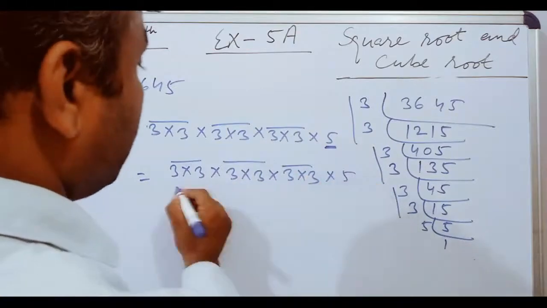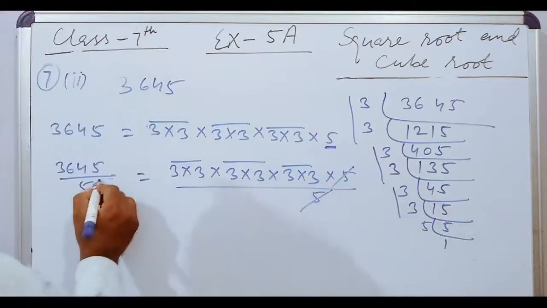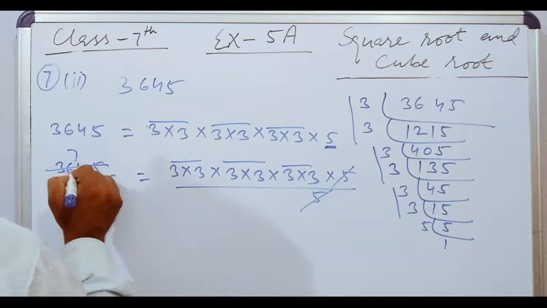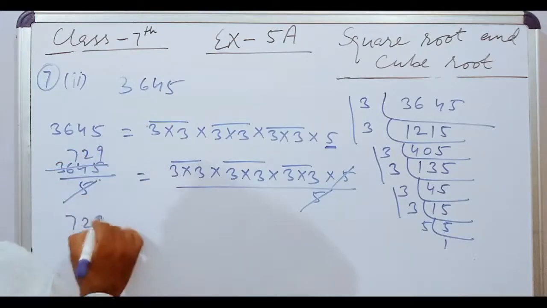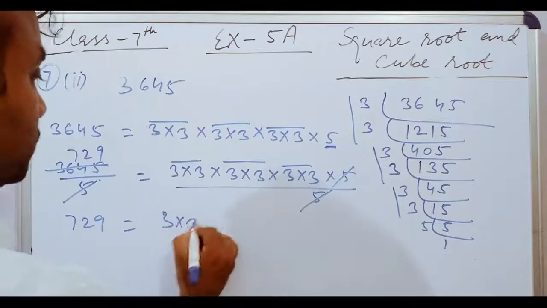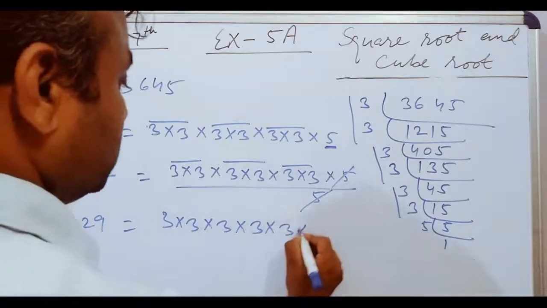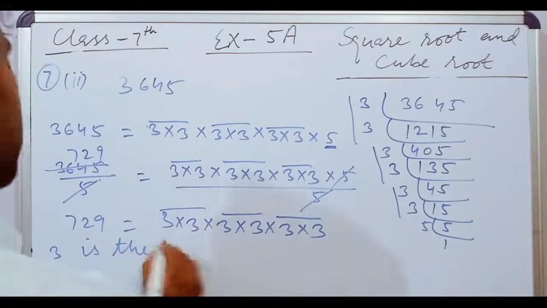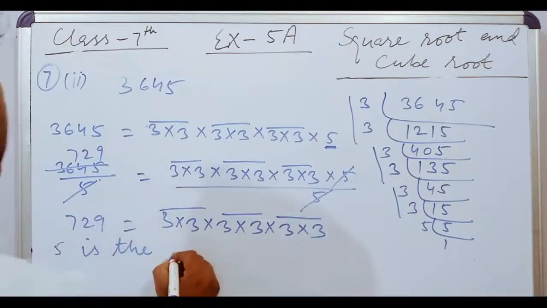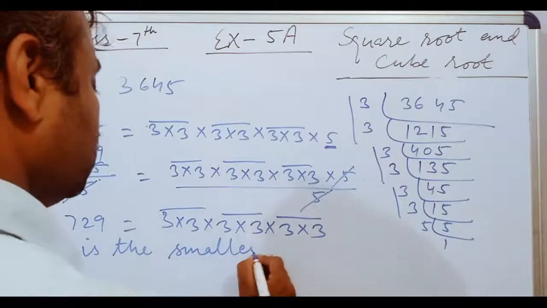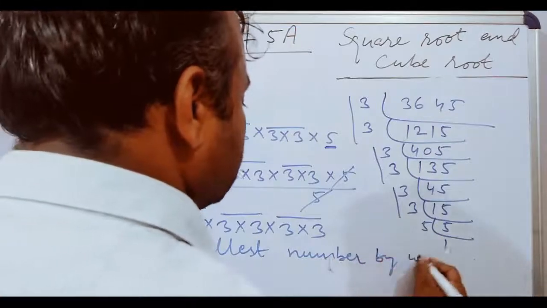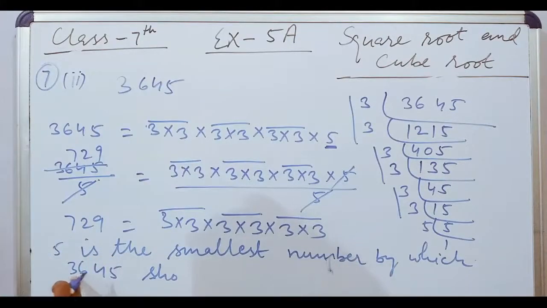3645 upon 5: 5 sevens are 35, 5 ones are 5, 5 twos are 10, 5 nines are 45, giving 729. That is 3 into 3 into 3 into 3 into 3 into 3. So 5 is the smallest number by which 3645 should be divided.